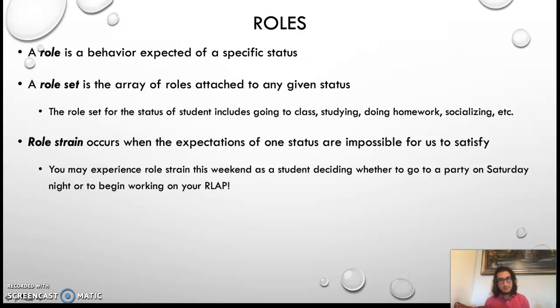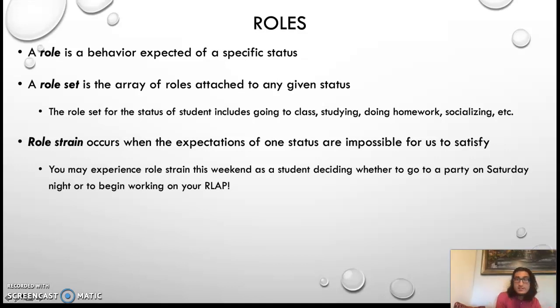Role strain refers to instances wherein the expectations of one status are impossible for us to satisfy, okay? So you might experience role strain in your status of being a student when you're deciding whether or not you should go to a party on Saturday night or begin working on a project for one of your classes, right? So you have two different role expectations within this status of being a college student.